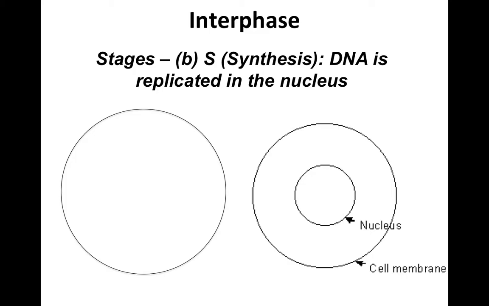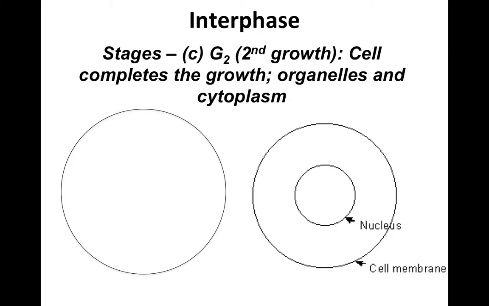The very last one that we have here is actually called G2, and that's second growth or growth 2. This is basically where the cell wraps everything up. If we need a couple more ribosomes, this is when it happens. If we need to add another chloroplast, because this happens in plants as well, you can do it here as well. So second growth is basically where they're making sure that they've done everything that they need to do and that we're ready to proceed on.